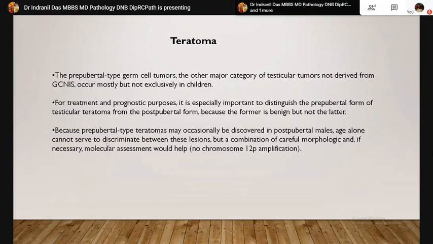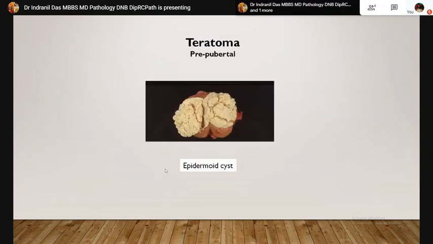Because the prepubertal type of teratoma may occasionally be discovered in postpubertal males, age alone cannot serve to discriminate between these two entities. For differentiation, we need to check the morphologies carefully, and we also may have to take help of molecular study to check for whether there is any 12p amplification or not, that is found in the postpubertal type of teratoma. This is the prepubertal type of teratoma. This is basically an epidermoid cyst. This is an example of prepubertal teratoma.